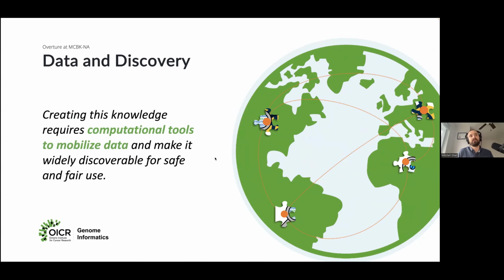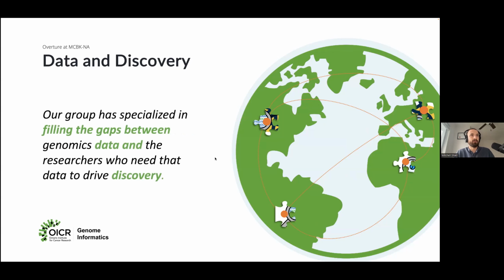Now, in order to get to this point, we need to have computational tools that mobilize this data, making it widely discoverable, safe, and overall fair. And that's where we come in as the Genome Informatics Group at OICR. We often say here, we're filling the gaps between the genomics data and the researchers who need that data to drive discovery. And now being at MCBK, we're wanting to think about extending that more outwards towards these knowledge bases and knowledge systems that, within our organization and outwardly, you guys have been developing and pushing forward.